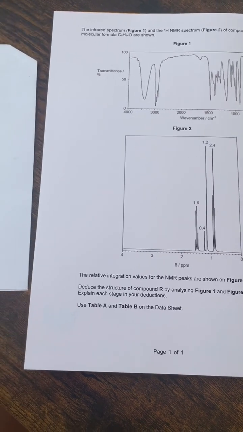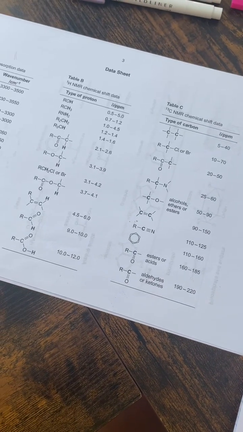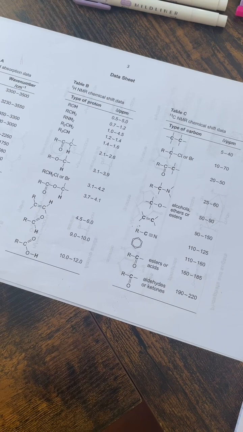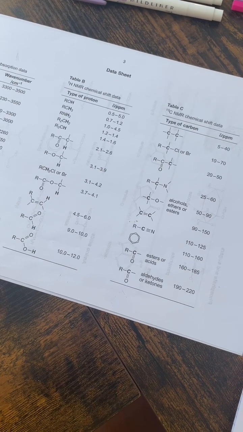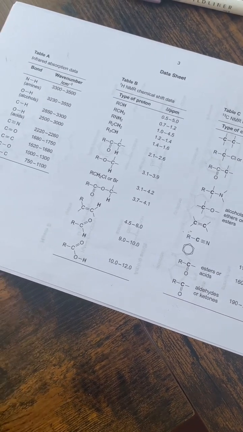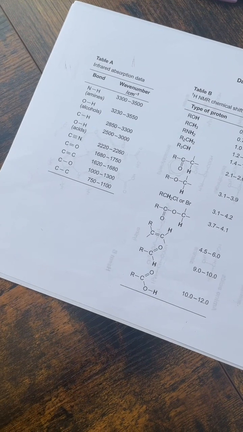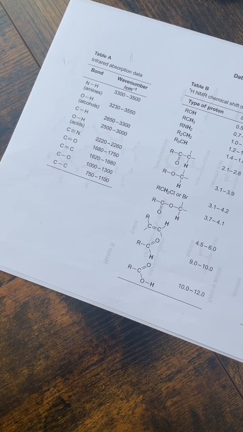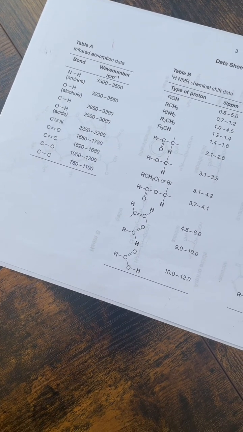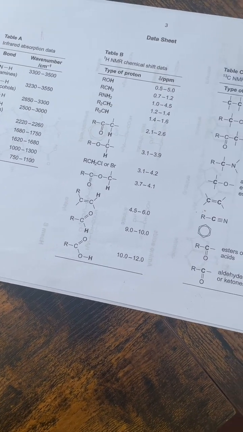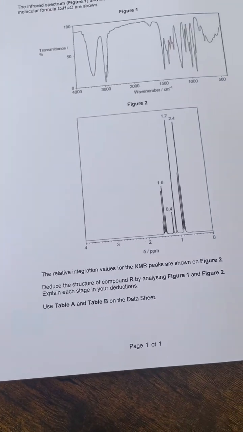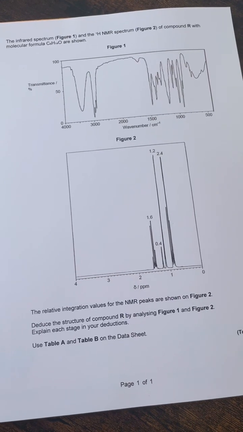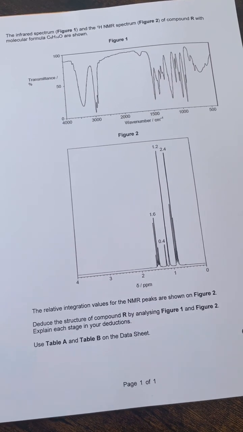Now, to do this, I'm going to need access to my datasheet because I'm going to need to use table B with the hydrogen NMR chemical shift data in, and I'm also going to need table A, which has my infrared absorption data in it too. So I'll be making reference to the datasheet and I'll show you which areas of the datasheet I've been using to help me to piece together the structure of compound R. So let's get going.